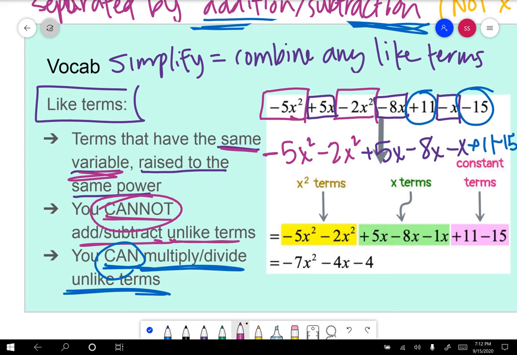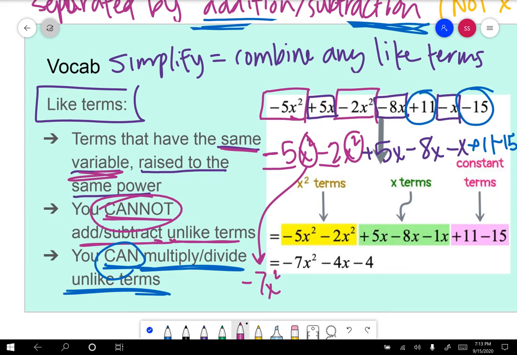So let's do it together. We have negative 5x squared minus 2x squared. Now we can add or subtract like terms. To do that, you take your coefficients and do whatever the operation is. So we have negative 5 minus 2, which would be negative 7. And then you just drop that x squared down next to it.